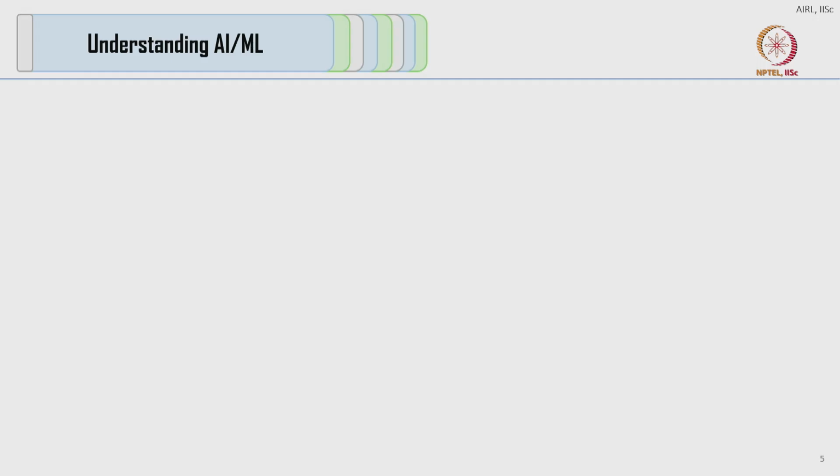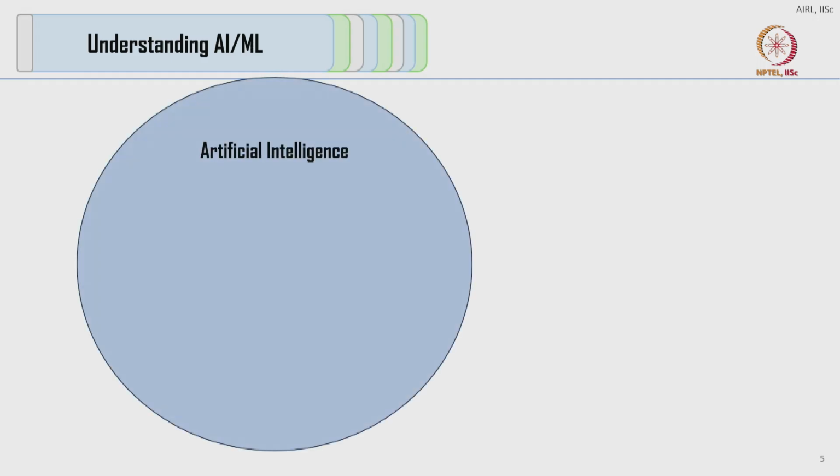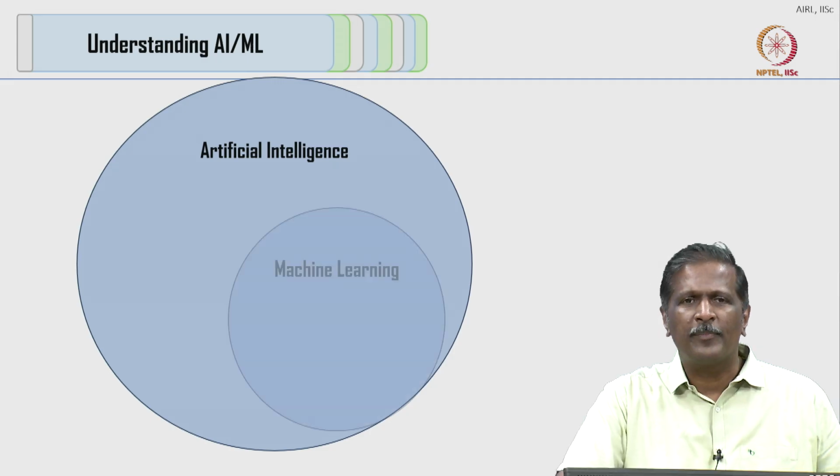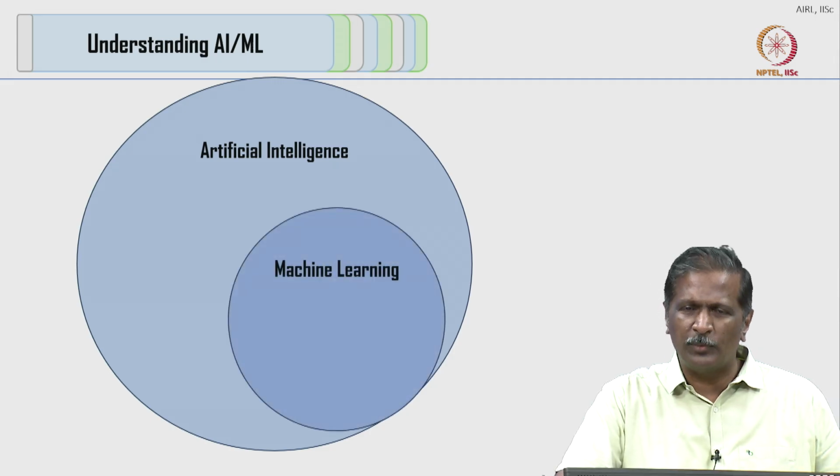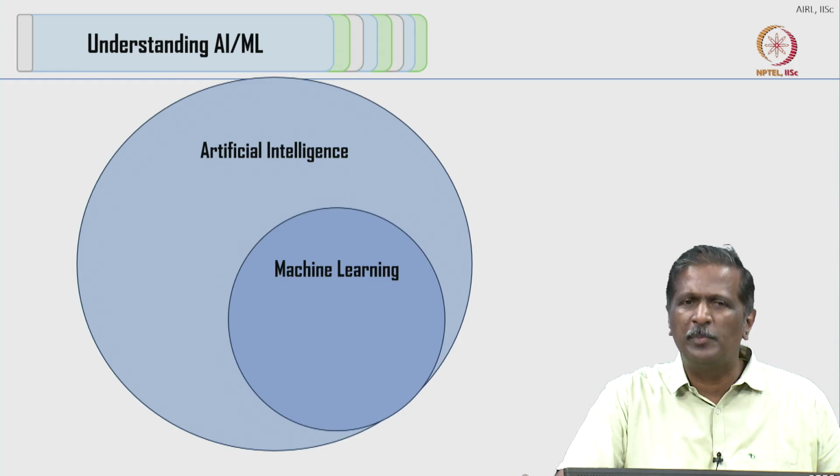Now let's try to understand AI and ML. Artificial intelligence, if you look at it as five different aspects: learning, perception, understanding, problem solving capability, and perception, right? So this is a bigger umbrella. But if you look at machine learning, it's one part of it, learning from experience.